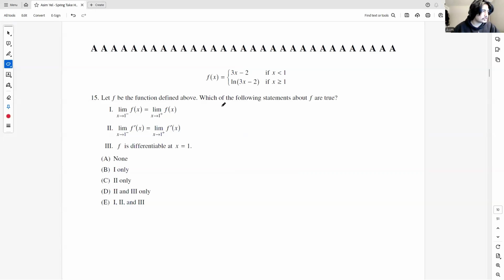All right, let f be the function defined above. Which of the following statements about f are true? So limit as x approaches 1 from the left side. In this case, I'm going to get 1, because if I plug 1 in there, I get 3 times 1 minus 2, which is just 1. And over here, if I plug in 1 from the right side, I get ln of 3 times 1 minus 2, which is ln of 1. You have to know anything to the power 0 is 1, so ln of 1 is 0. So this is not equal. 1 is not equal to 0.